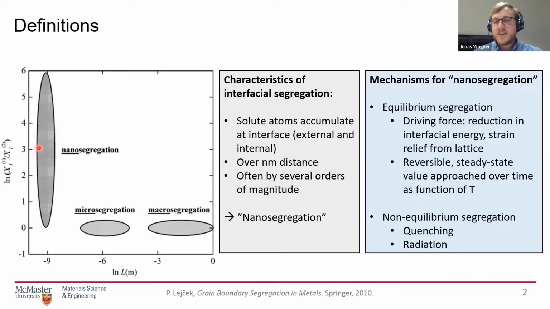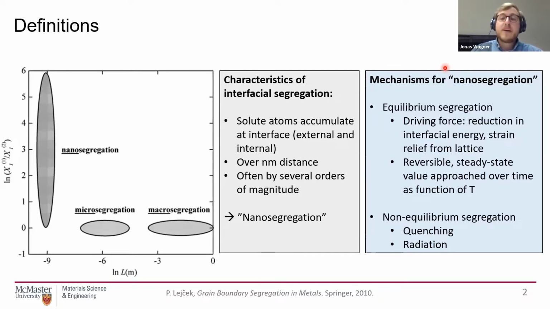So how do we get those enrichment segregation structures? The mechanism I'm most working on is the one called equilibrium segregation. We have a system which is a very dilute solution. We have a solute that usually has a lower interfacial energy, like a lower surface energy compared to the bulk, also a larger atomic radius. So the driving force for this kind of segregation is a reduction of the overall energy of the system by a reduction of the interfacial energy, as well as a strain relief from the lattice.